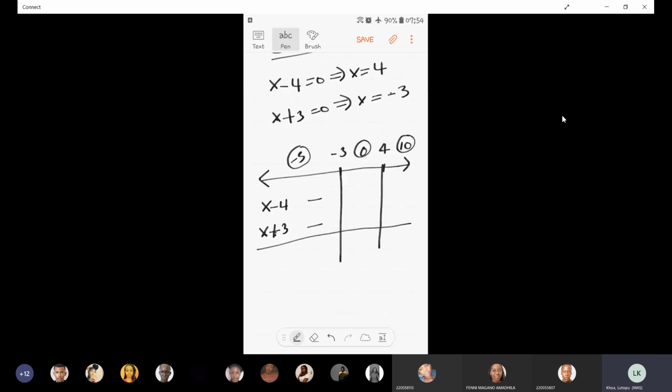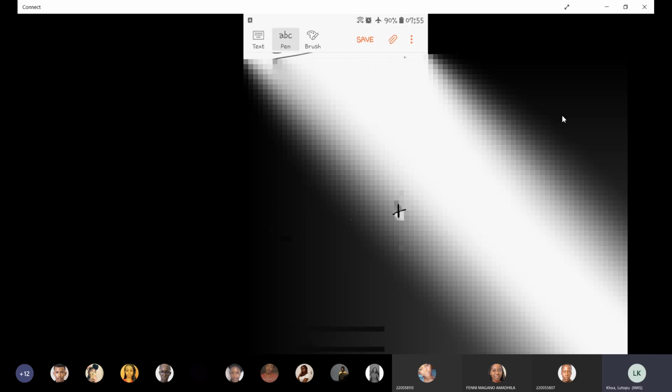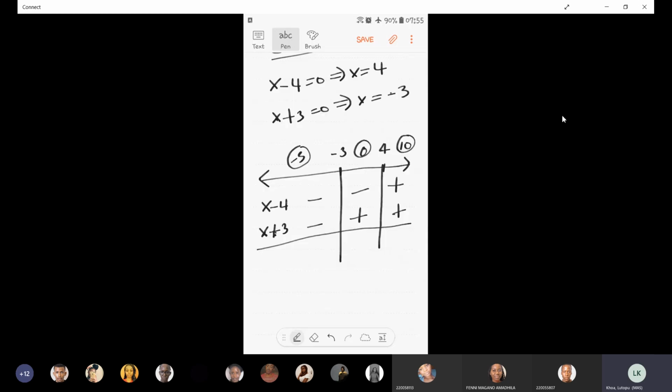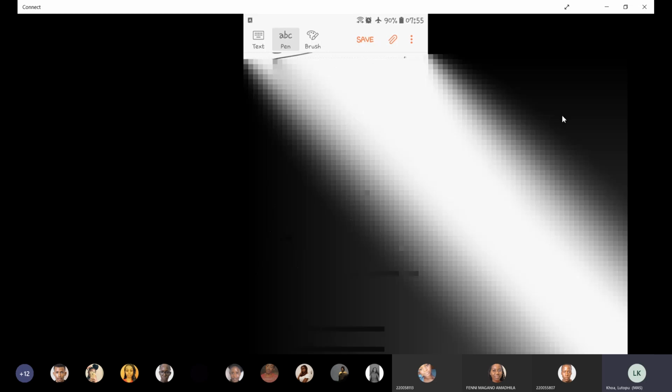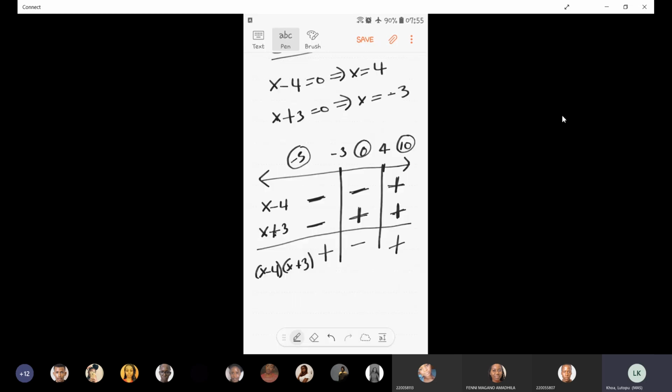Okay, then 0 minus 4 is negative. 0 plus 3 is positive. 10 minus 4 is positive. 10 plus 3 is positive. Then the product of the two, I have x minus 4, x plus 3. Then I multiply negative times negative. This gives me a positive, negative, and positive. This gives me a negative, positive, and positive. This gives me a positive.